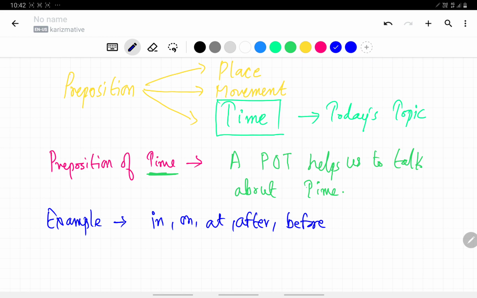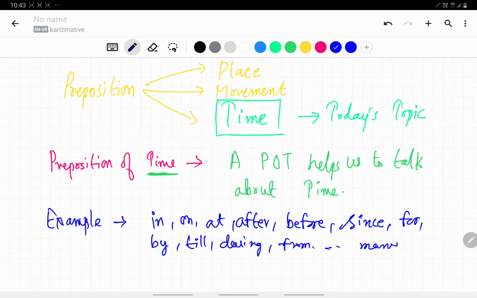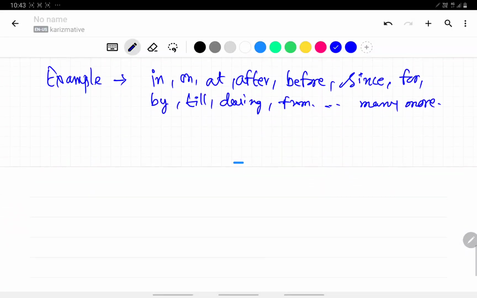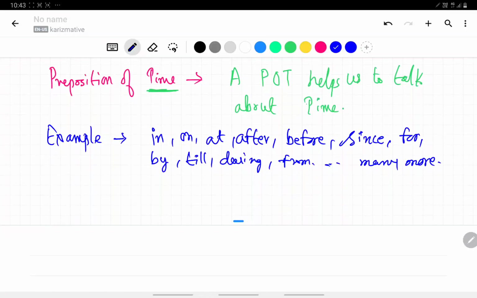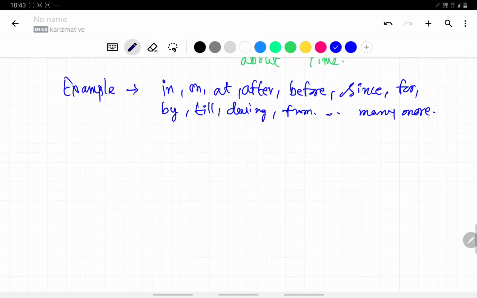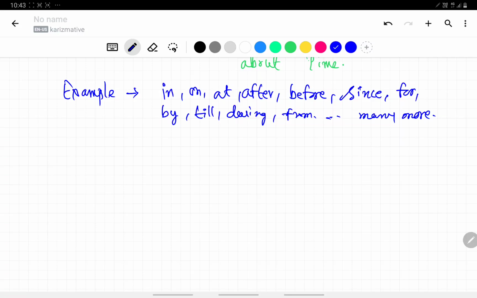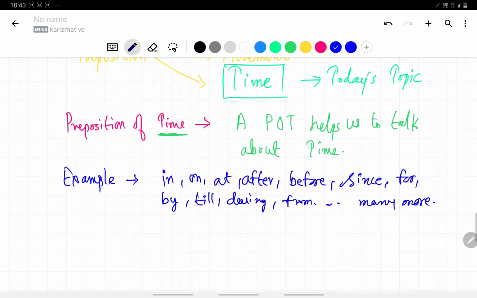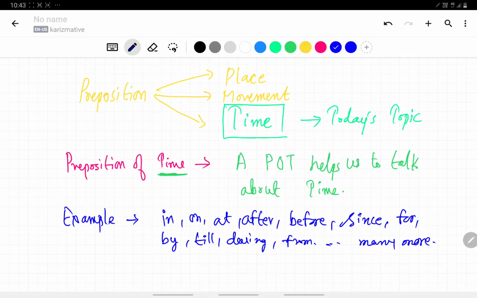Don't get confused, students, because these are the common words which you have used in place also and movement also. But sentence के according उनका meaning change हो जाता है. Since, for, by, till, during, or from, many more. There are many more words which can explain the timing. But still, the most common words used are in, on, at, after, before, since, for, by, till, during, from. You can write down these words. These are the words which can be used to explain the time.